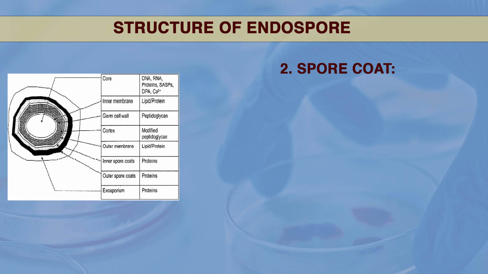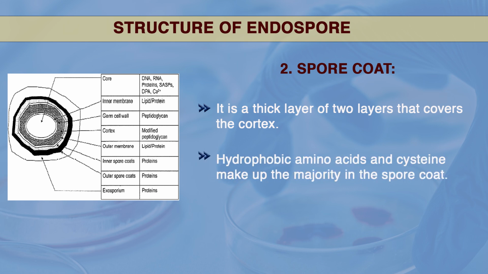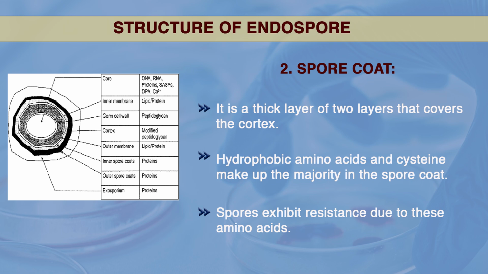Then the spore coat. What is a spore coat? The spore coat is a thick layer of two layers that covers the cortex, made up mostly of hydrophobic amino acids and cysteine. Spores exhibit resistance due to these amino acids.